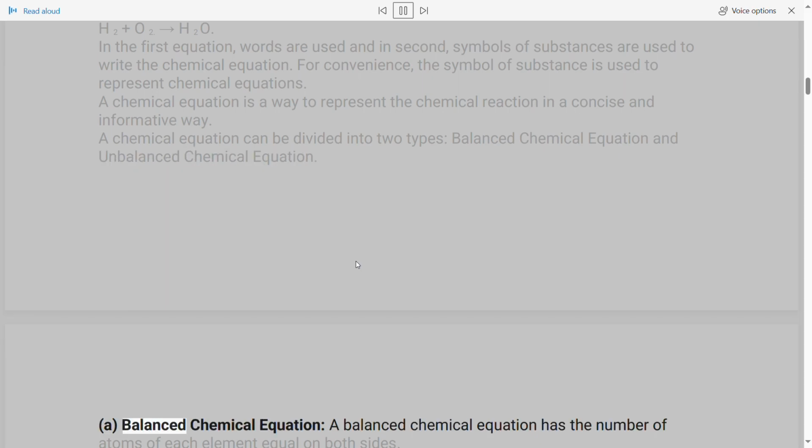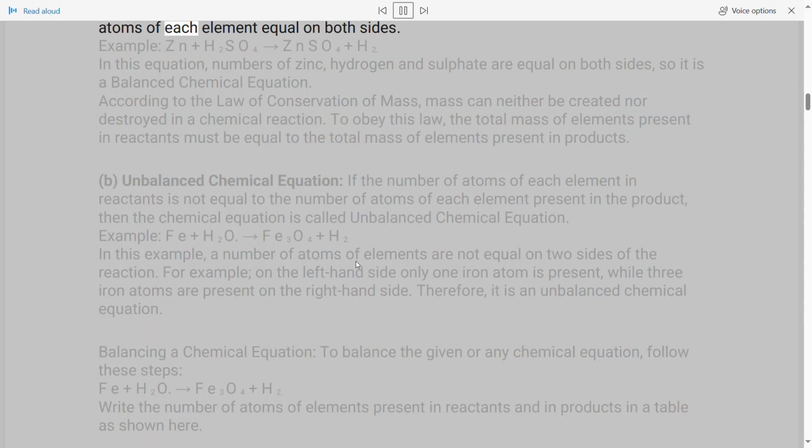A. Balanced chemical equation. A balanced chemical equation has the number of atoms of each element equal on both sides. Example: Zn + H2SO4 → ZnSO4 + H2. In this equation, numbers of zinc, hydrogen and sulfate are equal on both sides, so it is a balanced chemical equation. According to the law of conservation of mass, mass can neither be created nor destroyed in a chemical reaction. To obey this law, the total mass of elements present in reactants must be equal to the total mass of elements present in products.